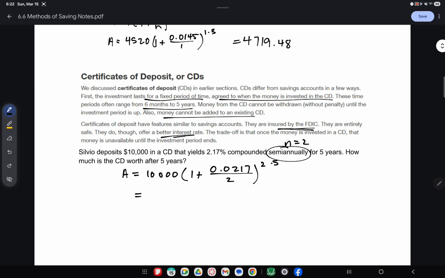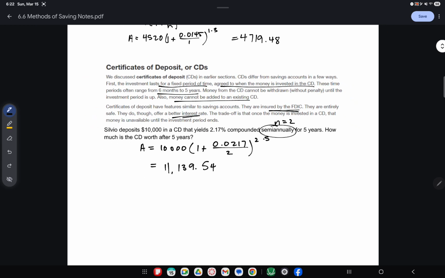So let's plug this into a calculator and see. I get $11,139.54. Okay.